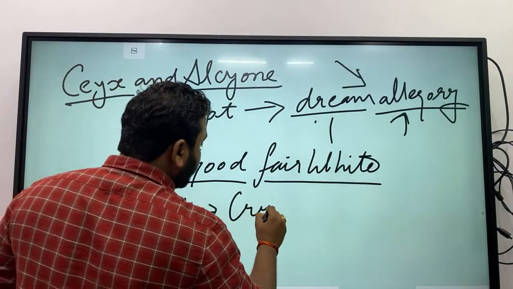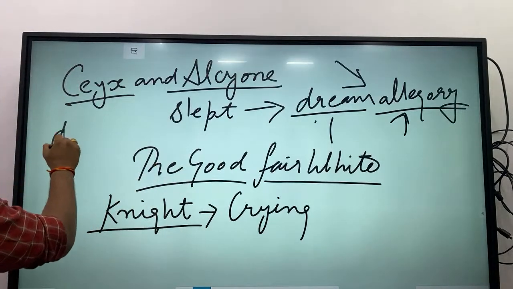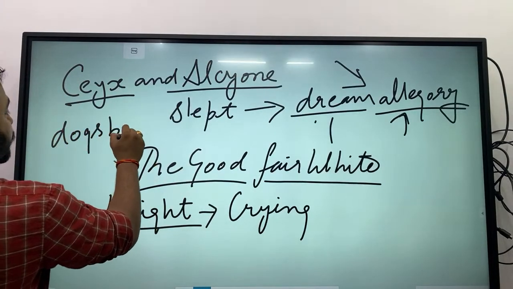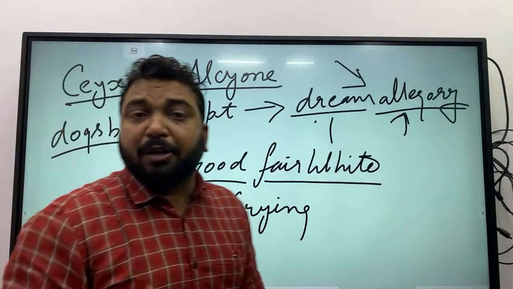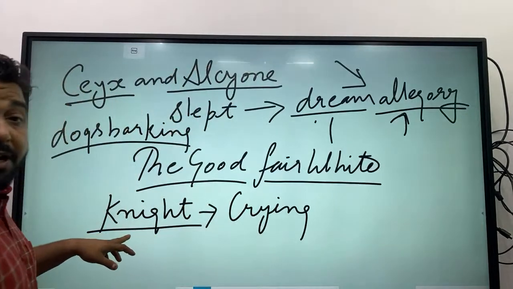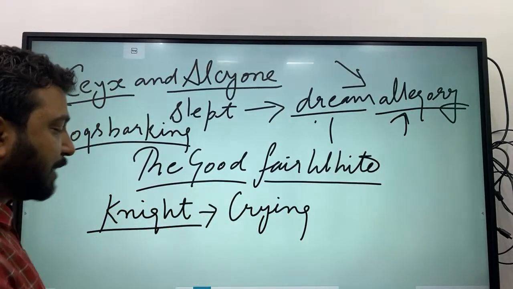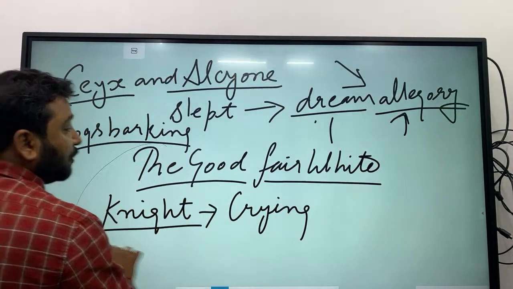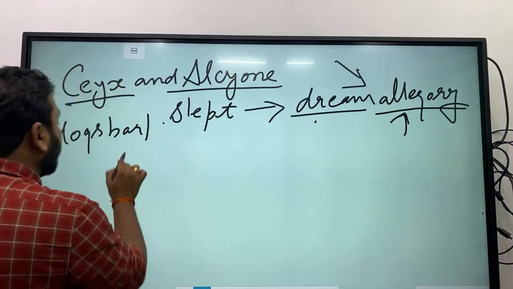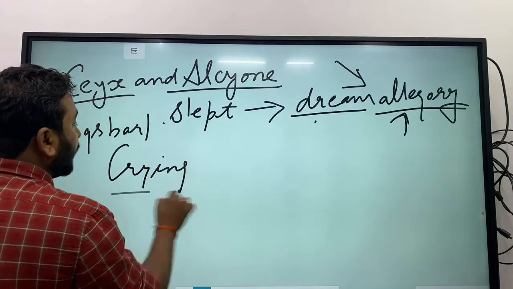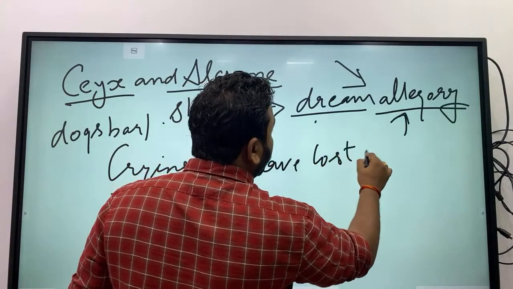The knight is crying. Here there is one more reference. In the dream, he overhears that dogs are barking. So he finds out that some hunting is going on. He goes to find out why the dogs are barking. He finds a knight, a king. What is the king doing? The king is crying. So he asks, what happened? Why are you crying?